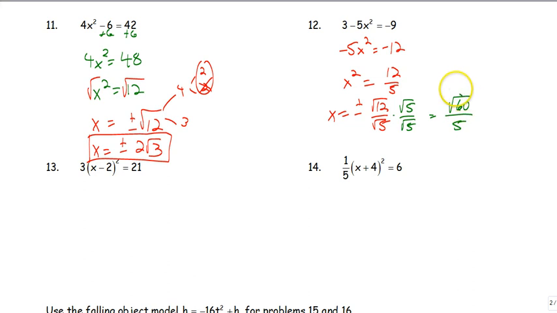And then finally, 60 is 4 and 15. We did this one on the other page. Pair of 2's.